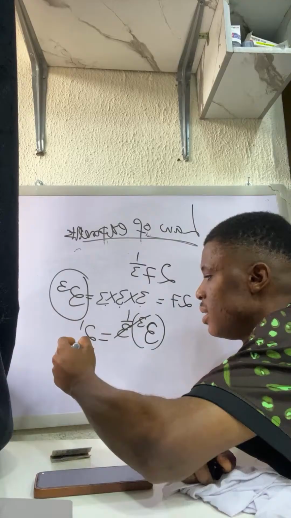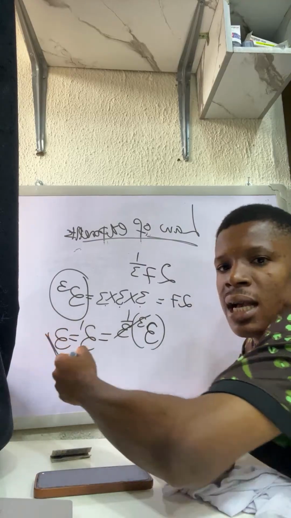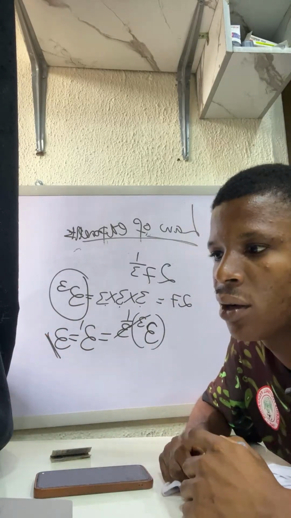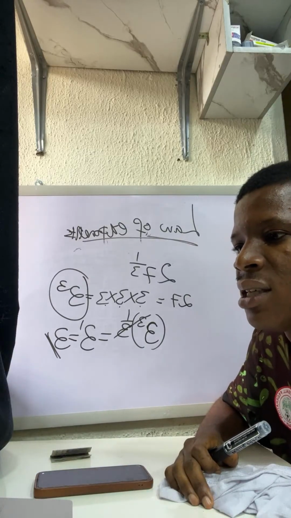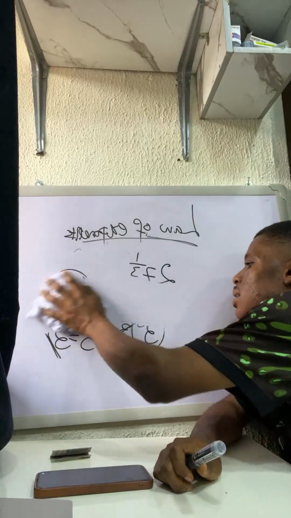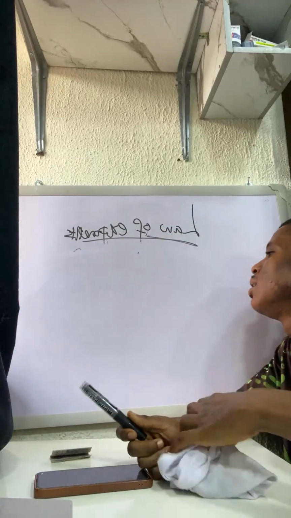That gives 3 power 1, and 3 power 1 is basically 3. So the answer here is 3. This is the easiest way to do that. Let's look at the next number.